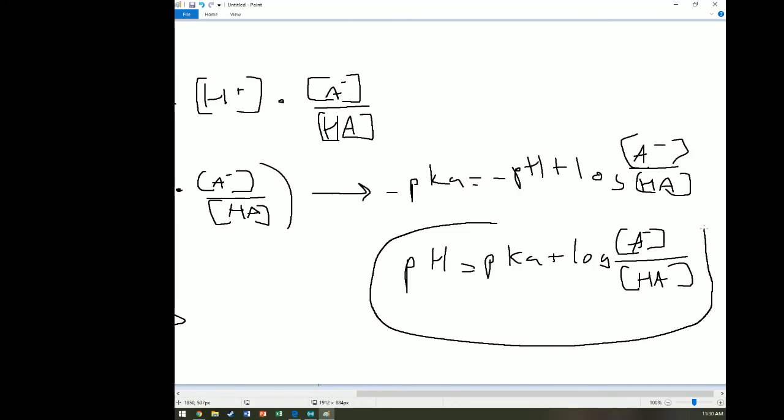This is the equation that we've derived. It's called the Henderson-Hasselbalch equation, and you can use this to calculate the pH of a buffer solution. So the pH of the buffer solution is equal to the pKa plus the log of the concentration of A minus over the concentration of HA. You can further rearrange this to log A minus minus log HA, but this is usually how it's written in textbooks and formula booklets.